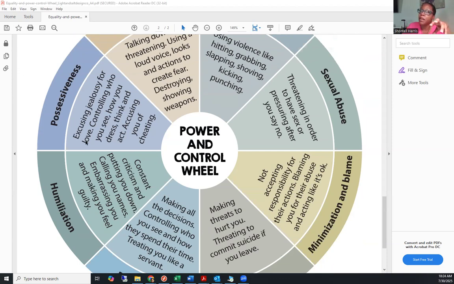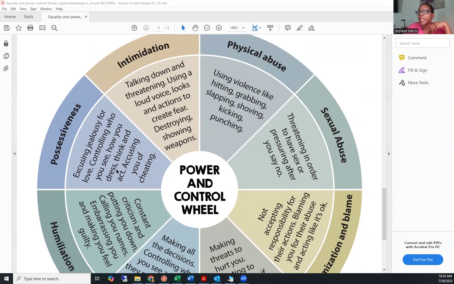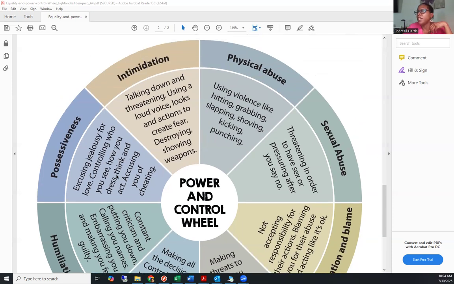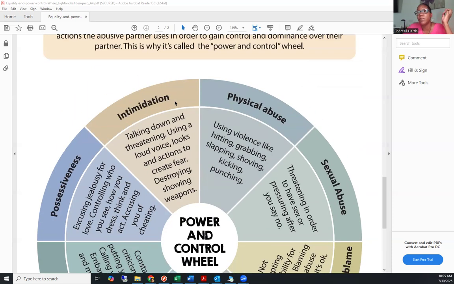Possessiveness: excusing jealousy as love. I just said that or did that because I love you so much and I don't want this to happen to you. Controlling who you see, how you dress, think, and act, accusing you of cheating. And then I think we said intimidation: talking down, threatening, using a loud voice, looks and acts to create fear, destroying things, showing weapons. So, intimidate a person to make them feel scared.